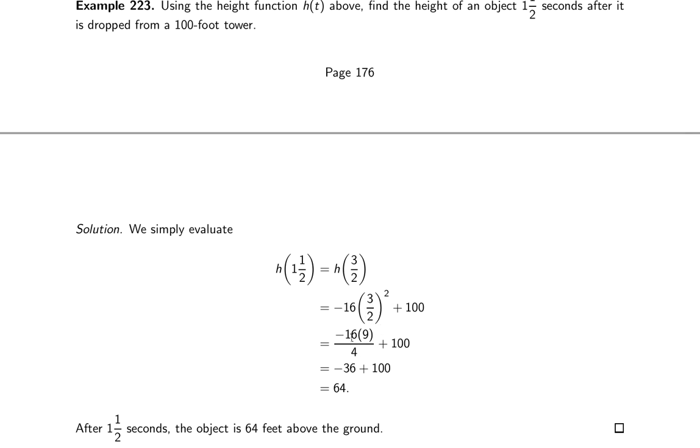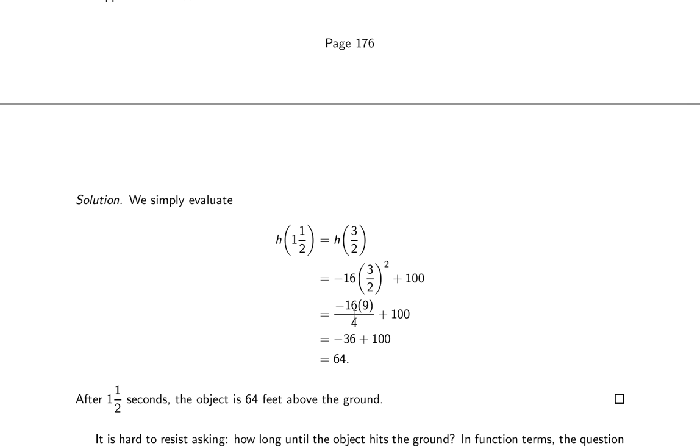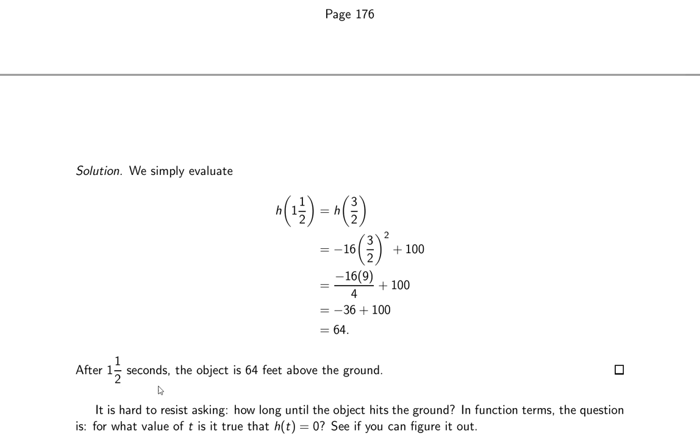Multiply that by negative 16. Well, the 4s cancel, so it's really negative 4 times 9. That's negative 36. Add on the 100, 64. So after 1.5 seconds, the object you dropped from 100 feet at the top of the tower is 64 feet above the ground. That's its height.